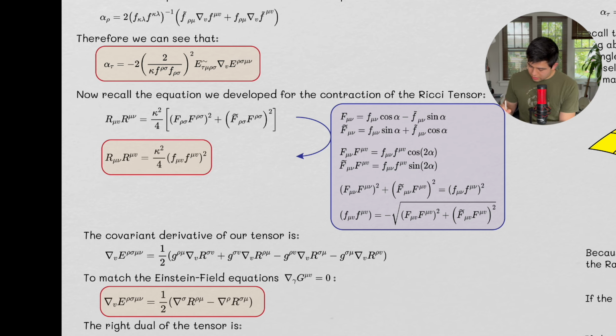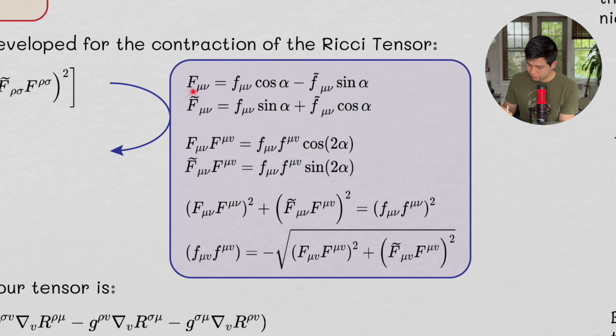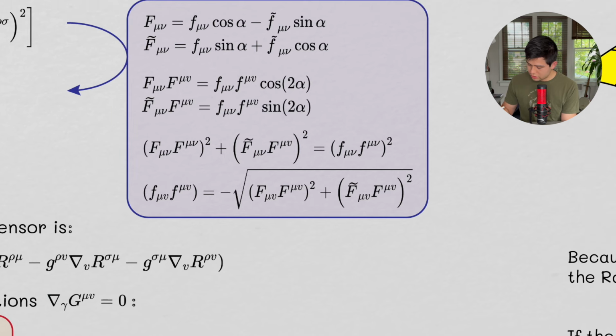And so we can get from here to here through a few calculations. We get f and f dual. This is how we define them. Again, this is just rotation of some arbitrary bivector. And then we get these two. These come from trig relationships. And so we could say this squared plus this squared is equal to this squared.